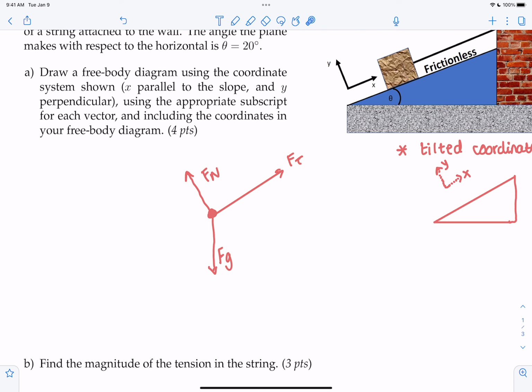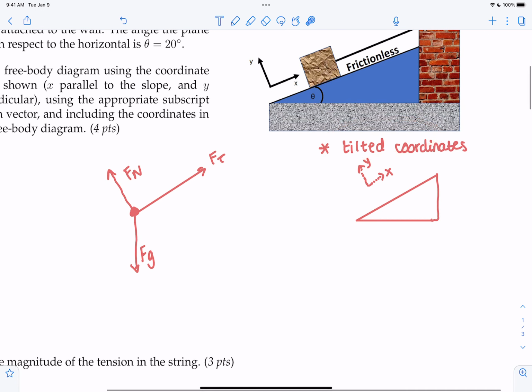Now, the mistake that a lot of students make, they'll say like, okay, well, force of gravity is along the negative y-axis, right? Well, that would be true if we didn't have tilted coordinates. So you have to remember that our y-axis here is tilted, right? So if we had the force of gravity like this, that's a little bit of the y-axis, and it's a little bit of the x-axis too.